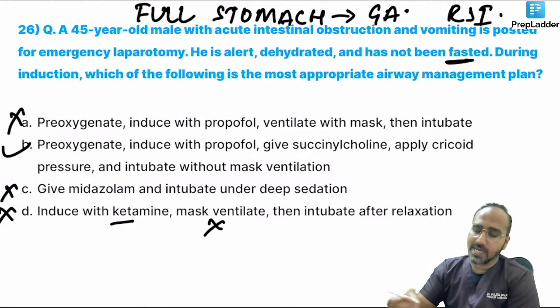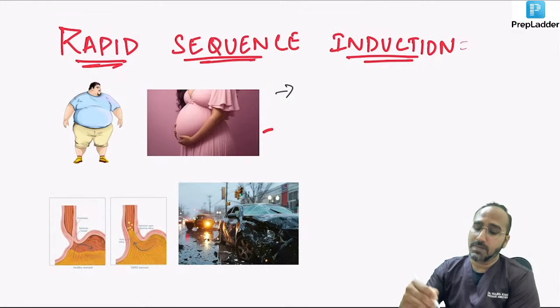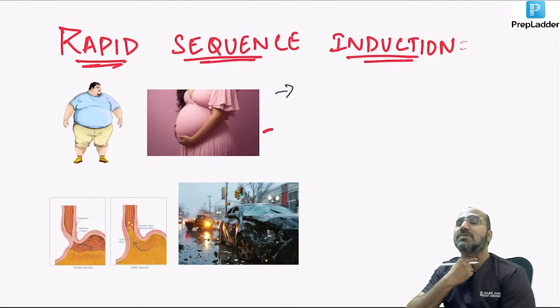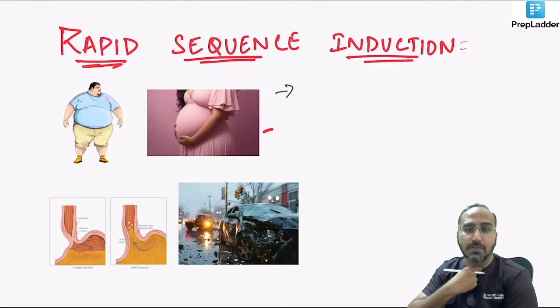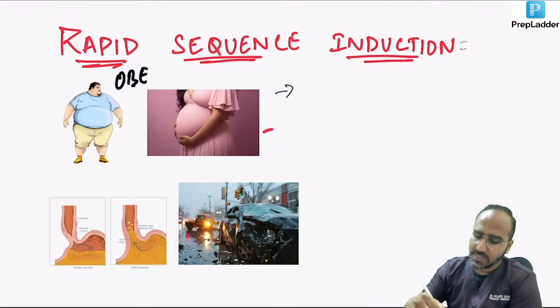What is done, guys? Pre-oxygenate, induce with propofol, give choline, apply cricoid pressure, and then intubate without mask ventilation, which is called RSI. So remember, guys, cricoid maneuver or Sellick's maneuver or cricoid pressure is nothing but putting pressure on the cricoid in order to block the esophagus. RSI is done in what patients? Patients who are at risk of aspiration: obese patients, pregnant ladies, GERD, or emergency. We go for RSI. What are the steps of RSI?